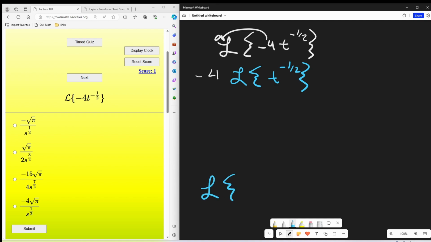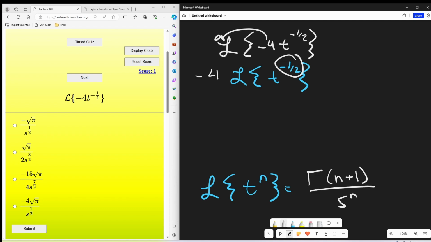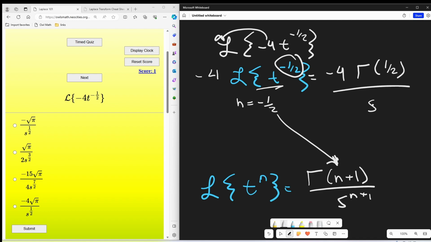This is going to be the case of the Laplace transform of just t to the n. Now this is the non-integer case. The way we expressed this in the previous video, we wrote this as gamma of n plus 1 over s to the n plus 1. So going back to our Laplace transform, our n value is going to be minus 1/2. So we'll bring our minus 4 over, plugging minus 1/2 in here. This is going to give me gamma of 1/2 over s to the 1/2.